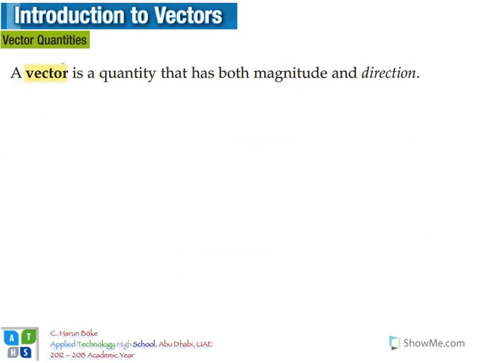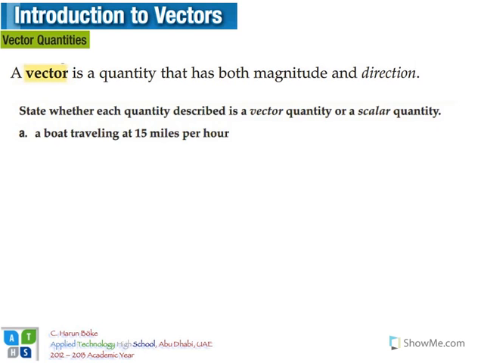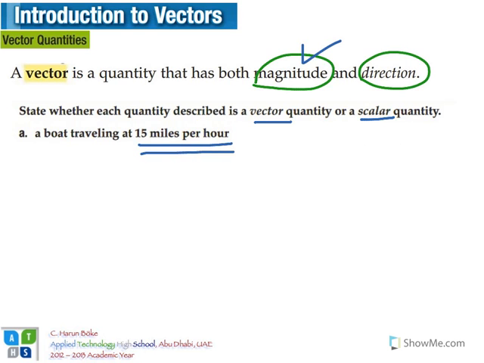Now let's talk about how to distinguish vector quantities and scalar quantities. Let's see an example. Here the question says, state whether each quantity described is a vector quantity or a scalar quantity. If it is a vector quantity, it should have magnitude and direction. So, in part A, it says a boat traveling at 15 miles per hour. Well, this is only the magnitude, there is no direction shown here. So, this is a scalar quantity.